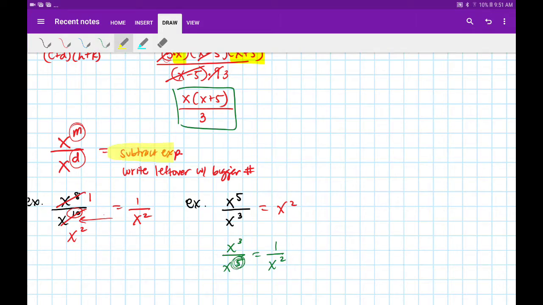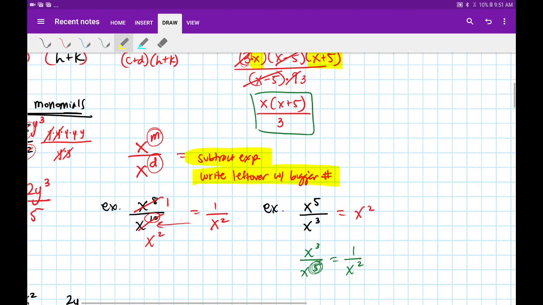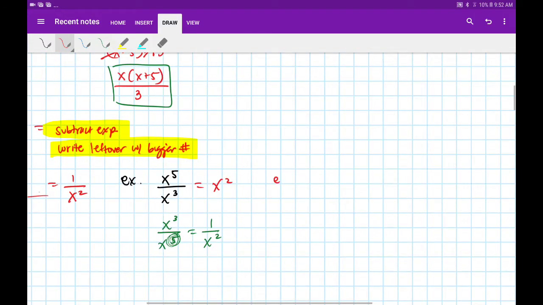So please take this down. Subtract your exponents and write the leftover with the bigger number. Try this problem yourself. 4x to the 6th over 6x to the 5. So the 4 and the 6 will cancel, and then the x's will also cancel. Go ahead and try your final answer.